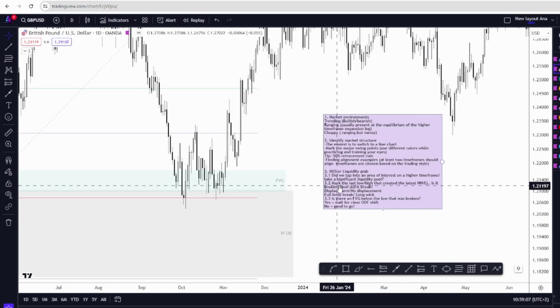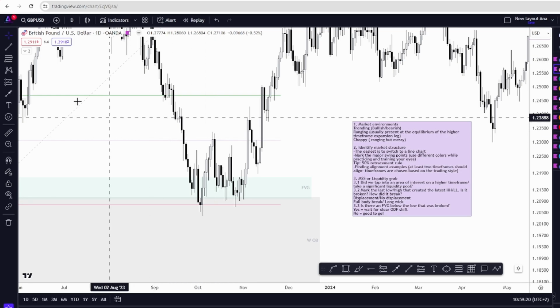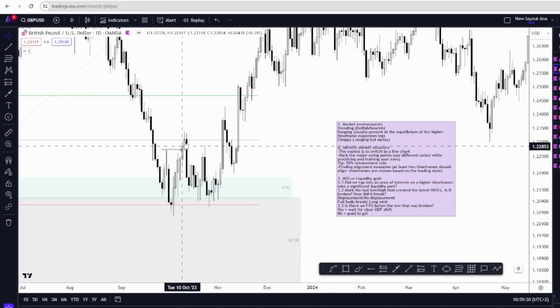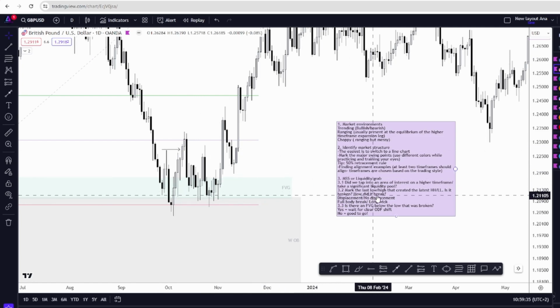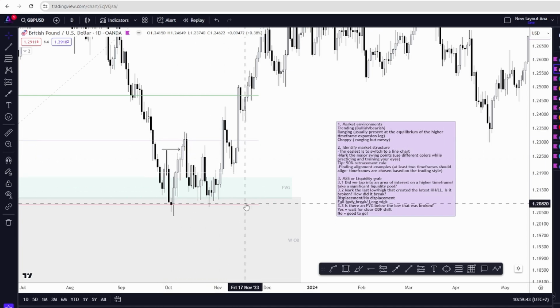The second point is mark the last low or high that created the latest higher high or lower low, depending on the structure. So in this case, we were bearish. So what is the last high that created the lower low? It was this one that created the lower low. So this is the high, and we had the break over here. How did it break? We broke with a full body, which is a solid confirmation that this break was valid.